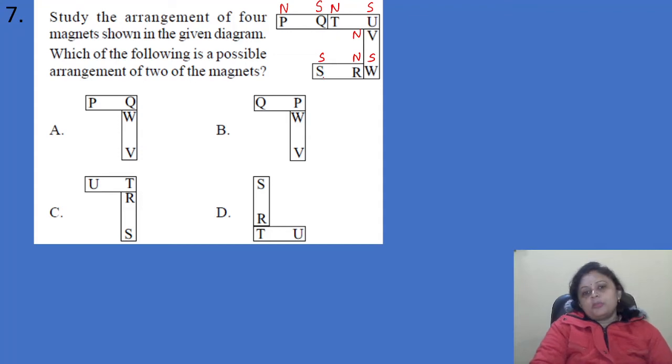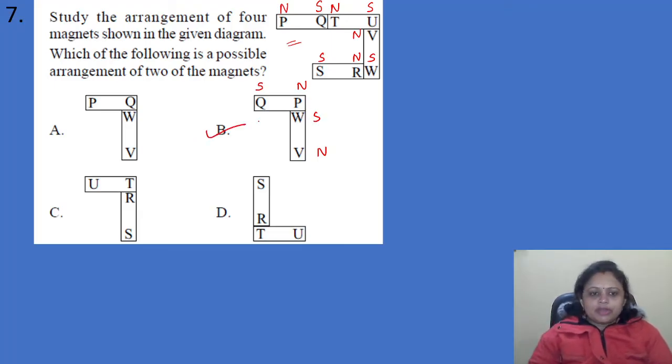So whatever option we choose, the arrangement should be correct as per the poles. So QP. If Q is S, P is N, as we have taken here. Okay. Then W is S, V is N. So here North Pole, South Pole attract, so they are together. So this can be the correct option, right?